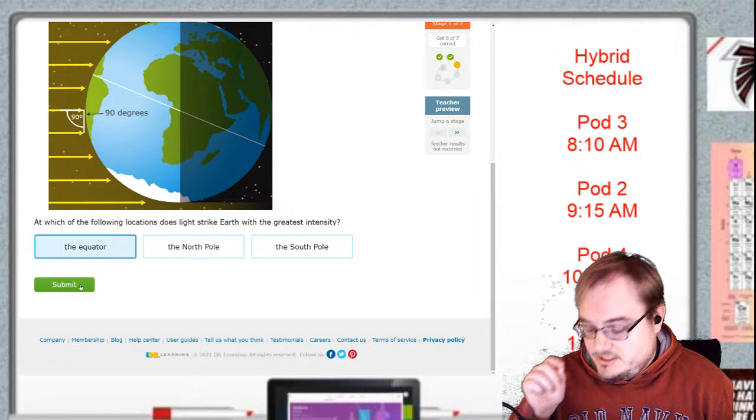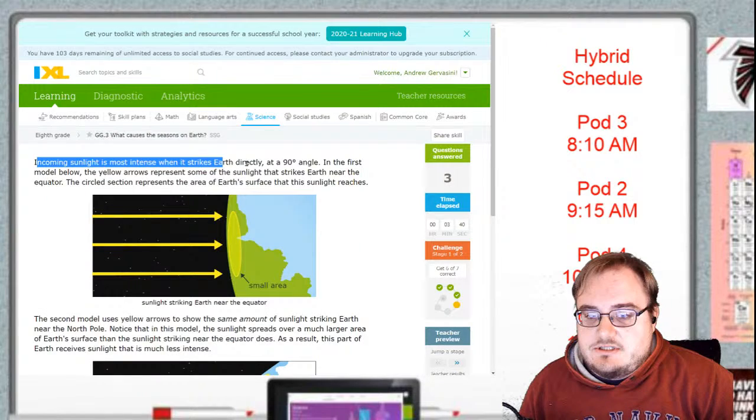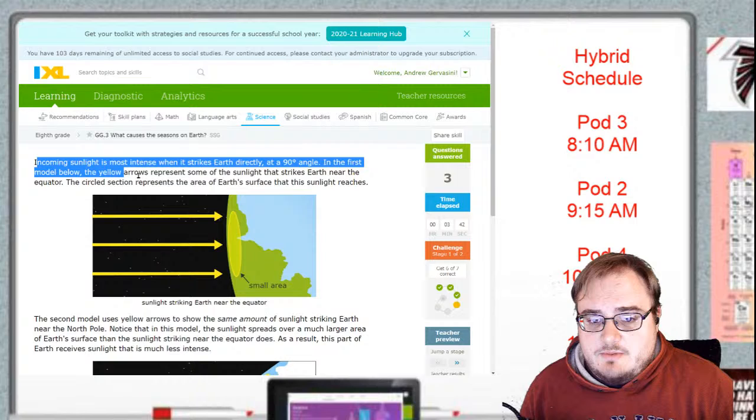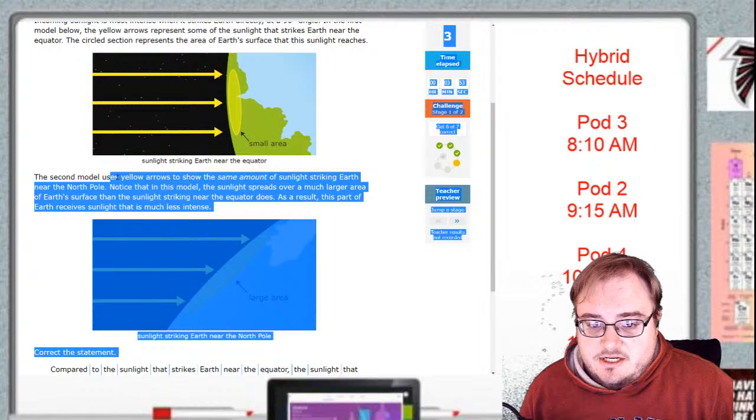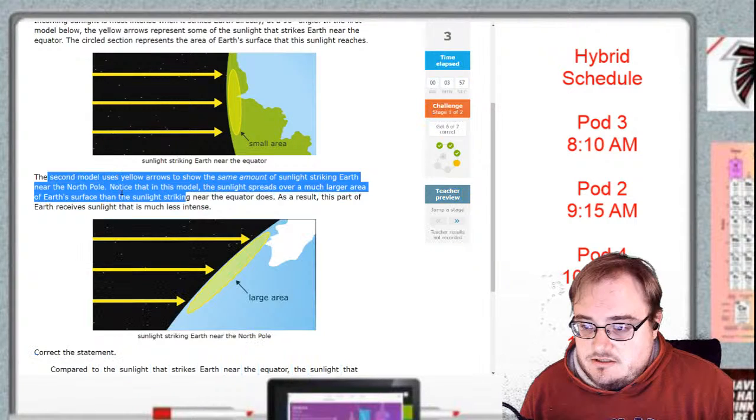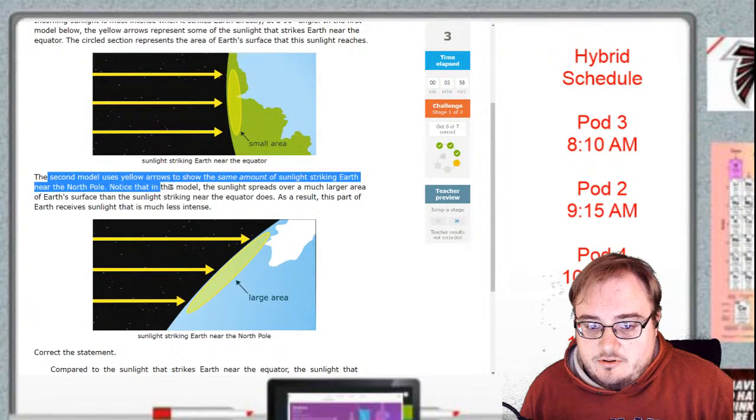Incoming sunlight is most intense when it strikes Earth directly at a 90-degree angle. In the first model below, the yellow arrows represent some of the sunlight that strikes Earth near the equator. The circled section represents the area of Earth's surface that this sunlight reaches. The second model uses arrows to show the same amount of sunlight striking Earth near the North Pole. Notice that in this model, the sunlight spreads over a much larger area of Earth's surface than the sunlight striking near the equator does. As a result, this part of Earth receives sunlight that is much less intense.